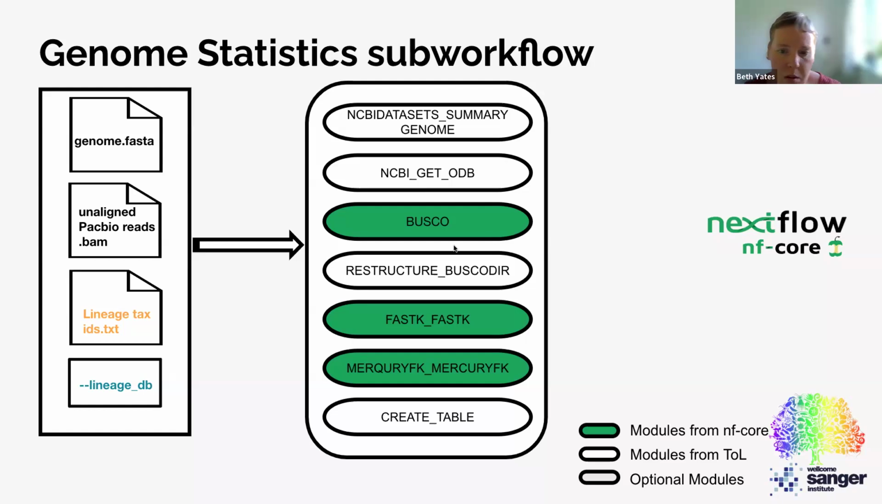Once Busco is completed, we tidy up the output from that and formulate it in a way that we want for our output. We run FastK and Merqury to generate completeness scores, QV scores. And then the final step is pulling all the information from these different things into a table, which is one of the outputs from the pipeline. So that's basically the statistics that we calculate all go into that table.